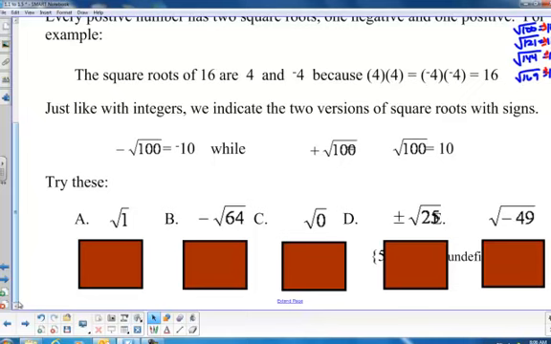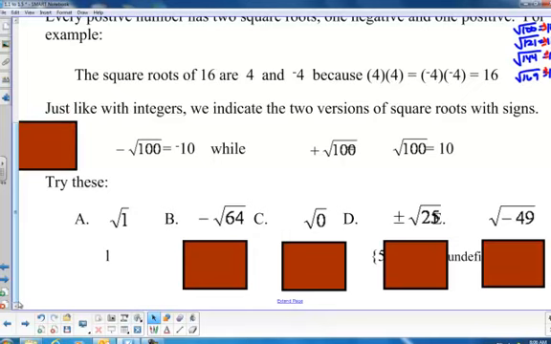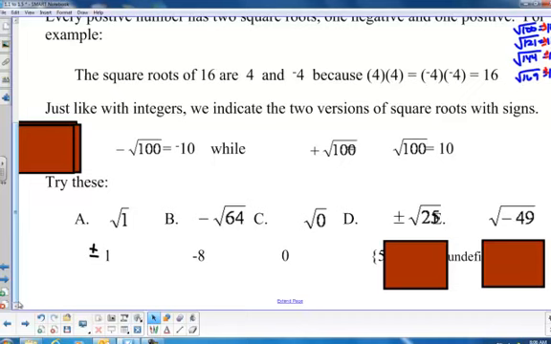So the square root of 1, what do you think it is? 1. You could actually put plus or minus 1 here, since there's nothing out front. Negative 64, negative 8. Has to be negative because of the negative out front. 0 is just 0. 0 doesn't need a positive or a negative.